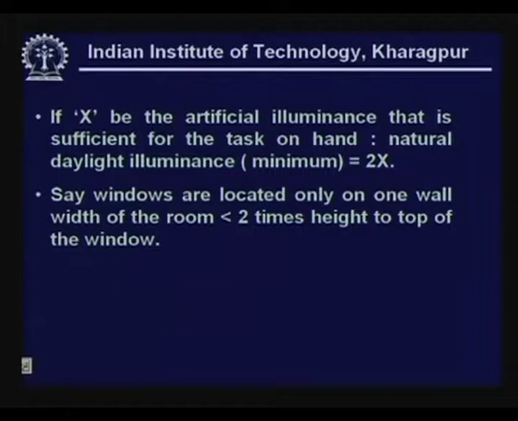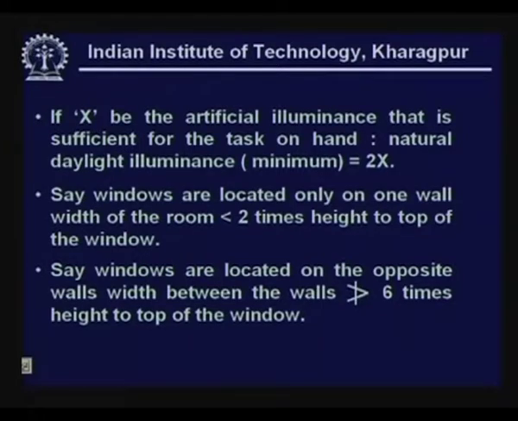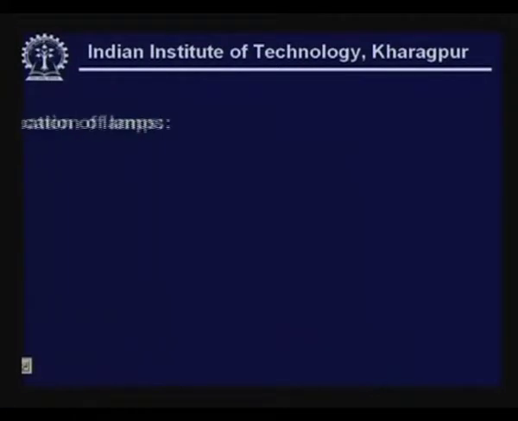So if that be the case, if one has windows located only on one wall, the width of the room should be less than 2 times the height to the top of the window. Let us say the top of the window is located at 5 feet, 2 times that is 10 feet. So the room width should be around 8 feet. On the other hand, if the windows are located on opposite walls, the width between the walls should not be greater than 6 times the height to top of the window. Going by the same argument, if the top of the window is around 5 feet, 6 times that would mean 30 feet. So it should be less than 30 feet between the 2 walls. These are some of the guidelines.